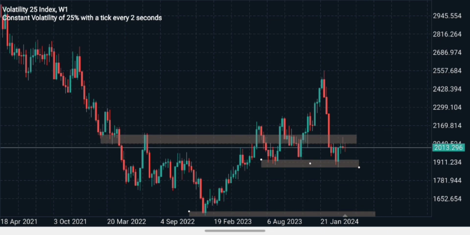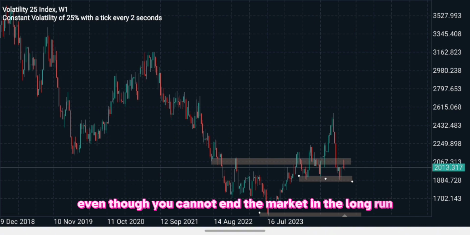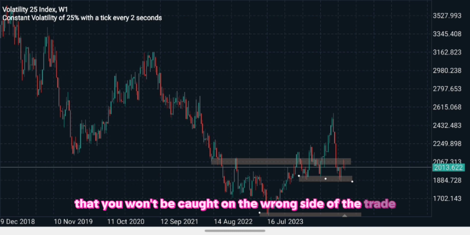However, it is also important for scalpers, for those who want to just enter the market within a space of maybe 30 minutes or even less, or even an hour. It's still important to you, because you know where the market is going in the long run. Even though you cannot enter the market in the long run, you just have to know where it is going, so that you won't be caught on the wrong side of the trade.